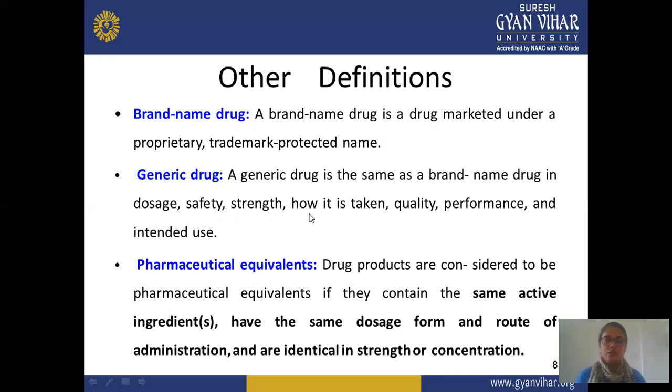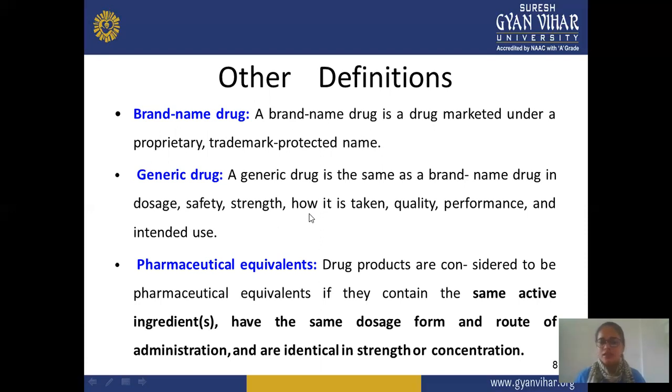And according to definition, we can see that a brand name drug is marketed under a proprietary trademark or protected name. Means it should be in a patent period and have a proprietary right or trademark or protected name that nobody can copy. And a generic drug is the same as the brand name drug in dosage, safety, and strength, and in how it is taken, quality, performance, and intended use. These are the parameters which are similar to a branded drug.